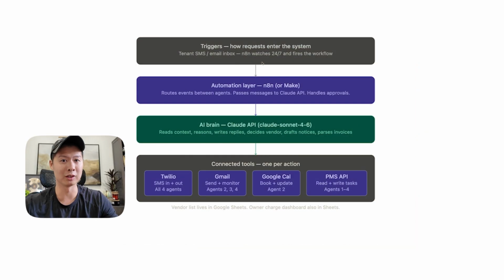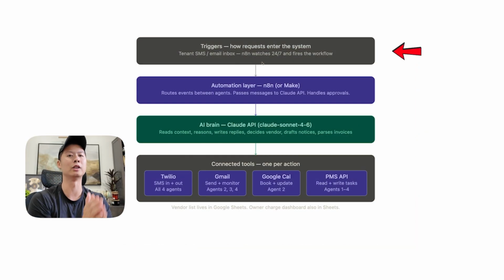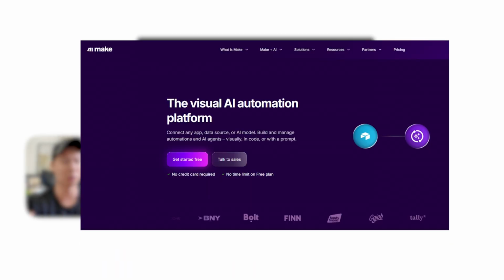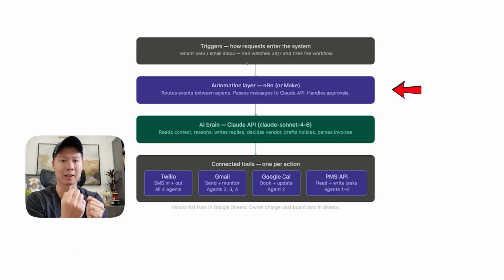So first things first, we need to understand that there's gotta be a trigger. The trigger is from the tenant's communication. Once a maintenance ticket gets created by the tenants, this is where you can use software like n8n or Make.com. It's an automation tool that will watch the incoming task and then bring it into your workflow. Okay, so that's the trigger.